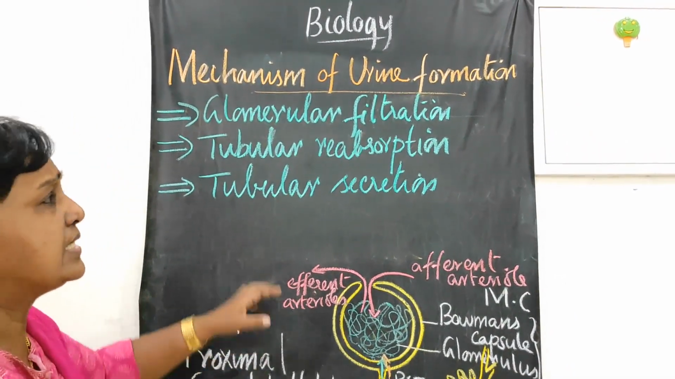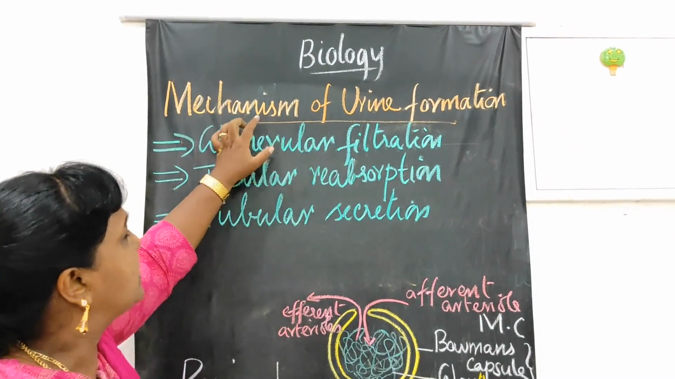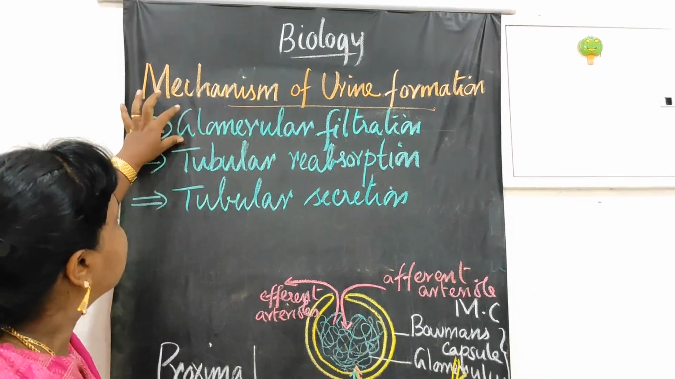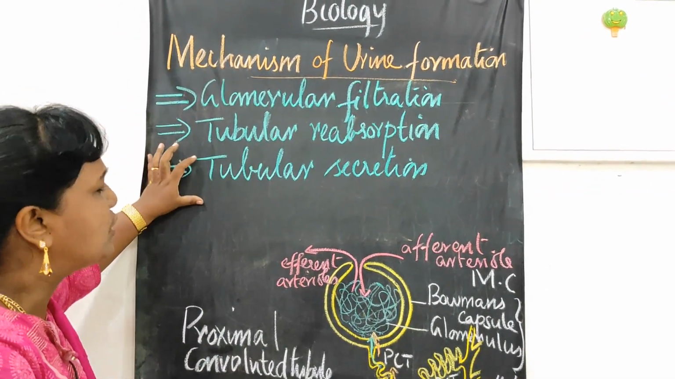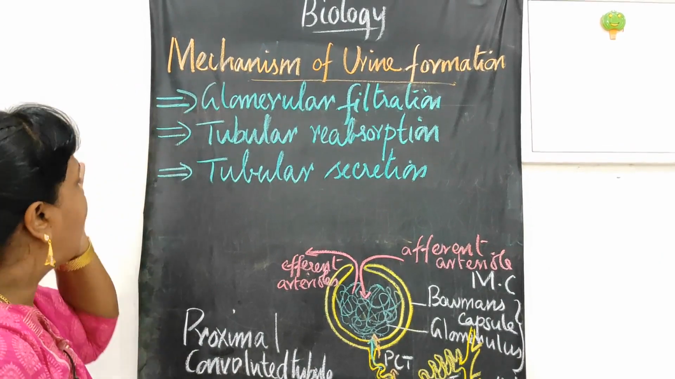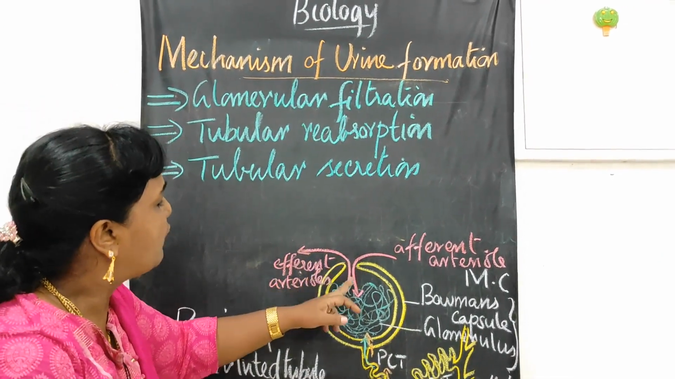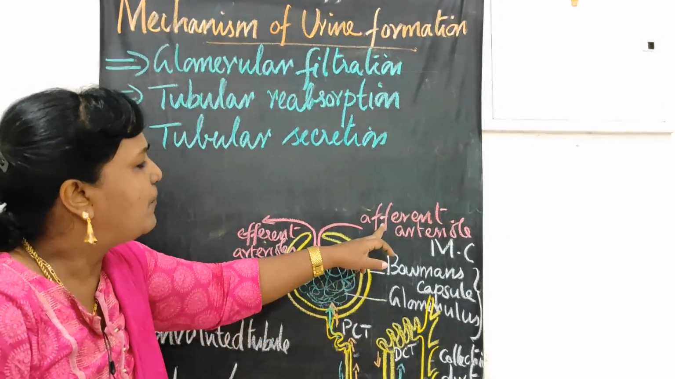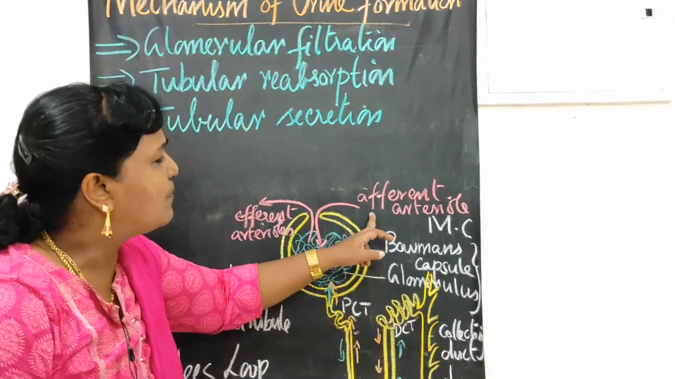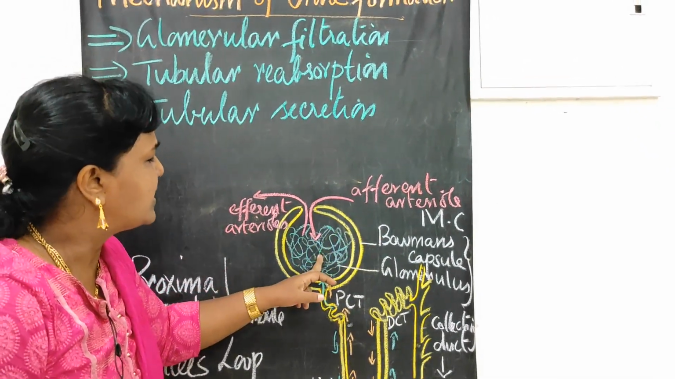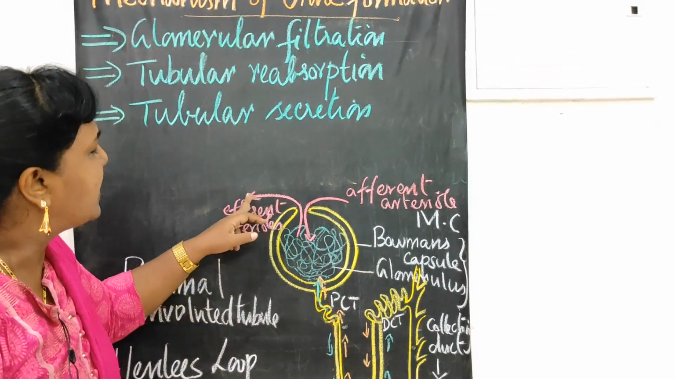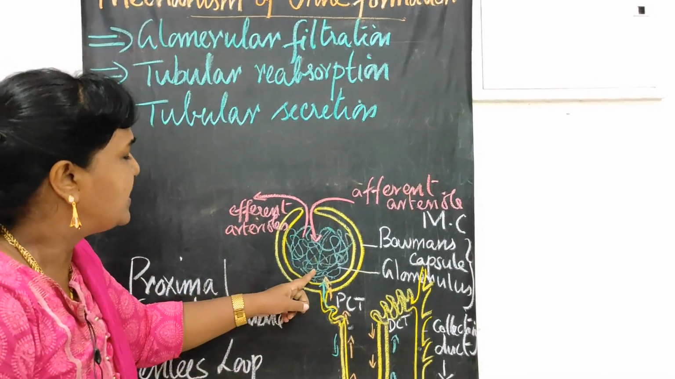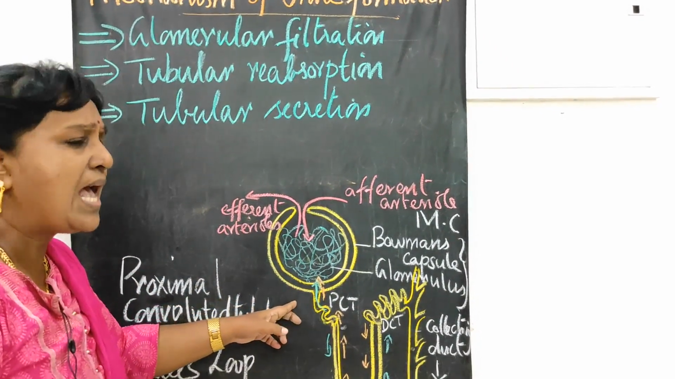So again coming to this mechanism of urine formation, it includes 3 stages: glomerular filtration, tubular reabsorption and tubular secretion. In glomerular filtration, filtration of blood takes place in the glomerulus and Bowman's capsule. The blood is taken into the glomerulus by afferent arterioles. Filtration takes place and the filtered blood is taken through efferent arterioles to all parts of the body. And some essentials, then the tubular reabsorption and tubular secretion.